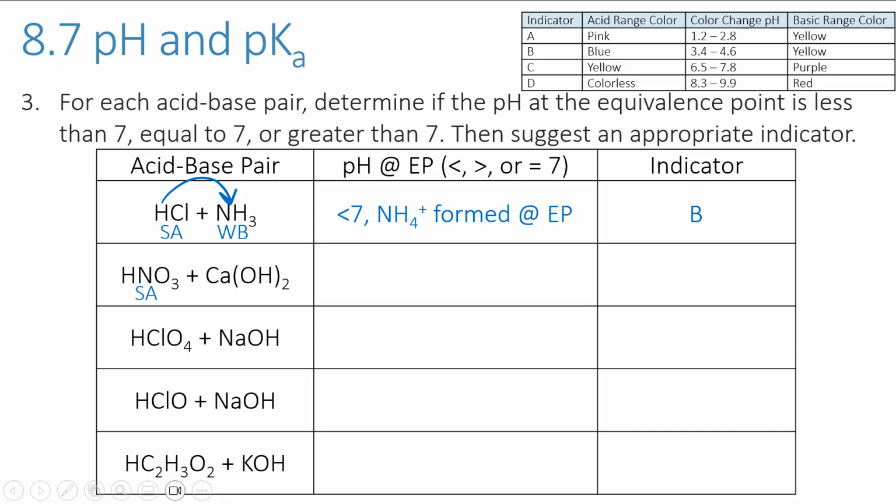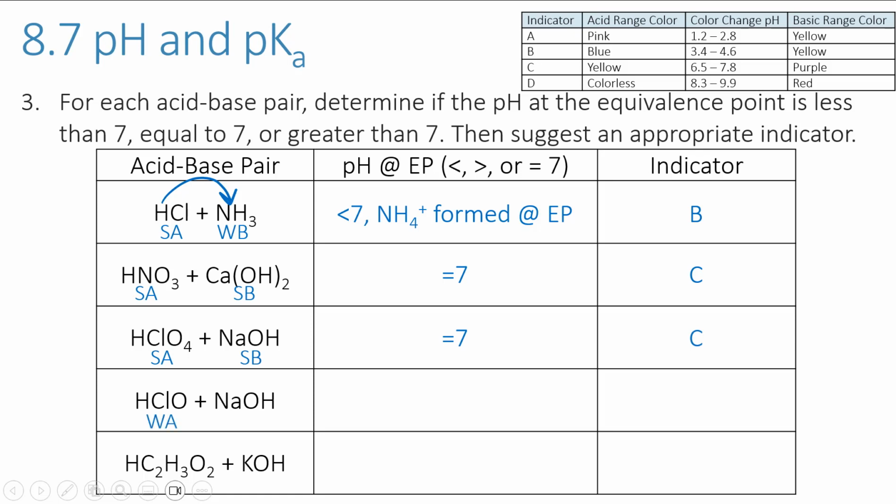Next up, I have HNO3, which is a strong acid, and calcium hydroxide, which is a strong base. So my pH is going to be 7. I'm going to want to choose an indicator that is going to change color in that range. My next option, I have another strong acid, perchloric acid, and sodium hydroxide. So once again, my pH is 7, and the best indicator is going to be choice C.